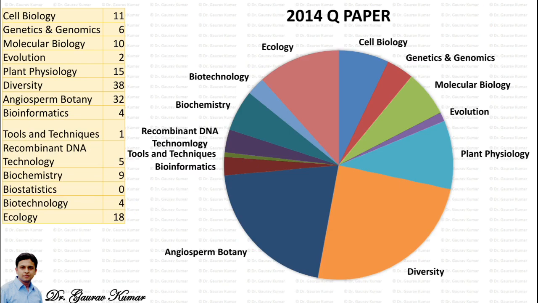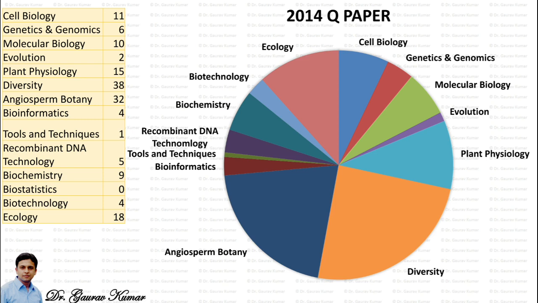Let's start with the 2014 question paper. If you see this pie chart, and on the left hand side the table, you will see that in the 2014 question paper the maximum questions were from two sections. Diversity had almost 38 questions out of 150. Yes, the 2014 question paper had 150 questions. Then there was angiosperm botany, which had around 32 questions.